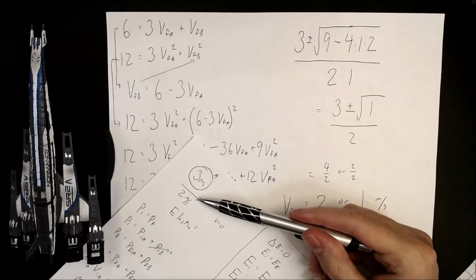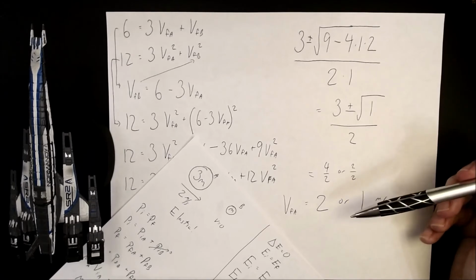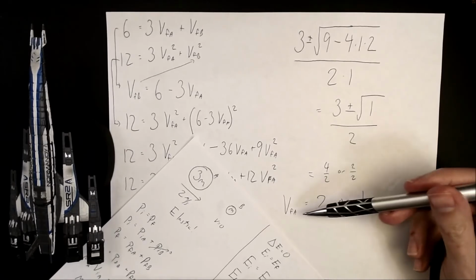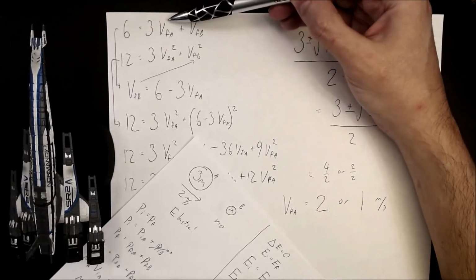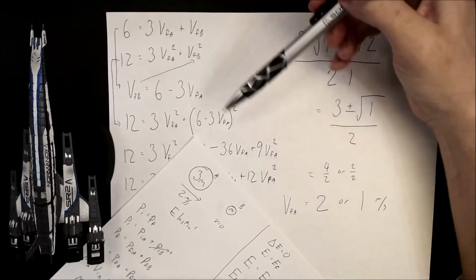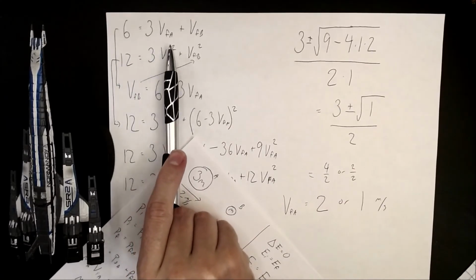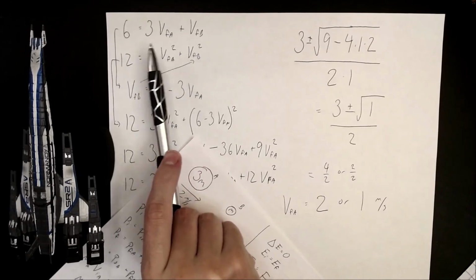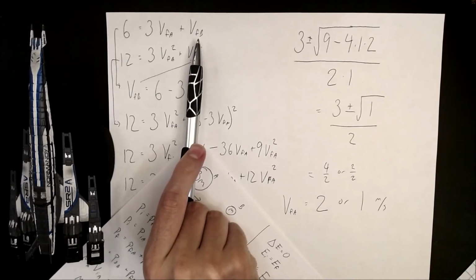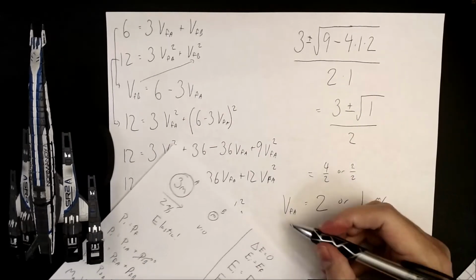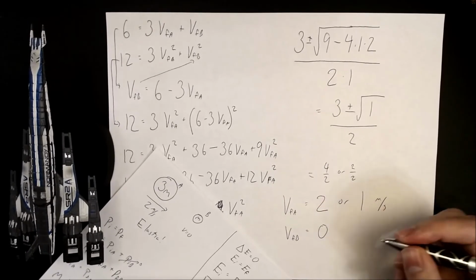Well, the initial velocity was 2. Does it make sense that the final velocity would also be 2? What would happen if the final velocity of A was 2? We can look right back up here and see immediately if we plug in V final A is equal to 2, then we get 6 is equal to 3 times 2 plus V final B. 6 is equal to 6 plus V final B. V final B would have to be 0 in that case. So, if V final A is 2, V final B would have to be 0.